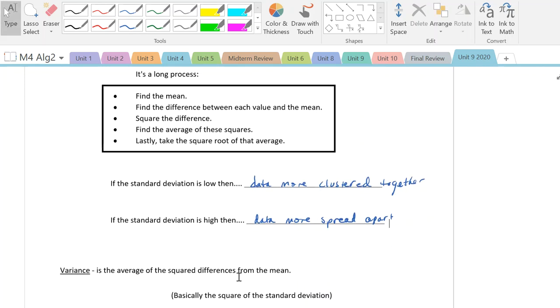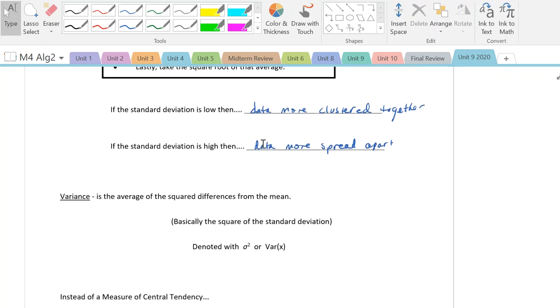So variance is the average of the squared differences from the mean. It's basically all the same steps except not taking the square root. It's like right before that last step, okay, or squaring the standard deviation. It's denoted with either sigma squared, makes sense because it's standard deviation squared, or sometimes you see it as var of x.